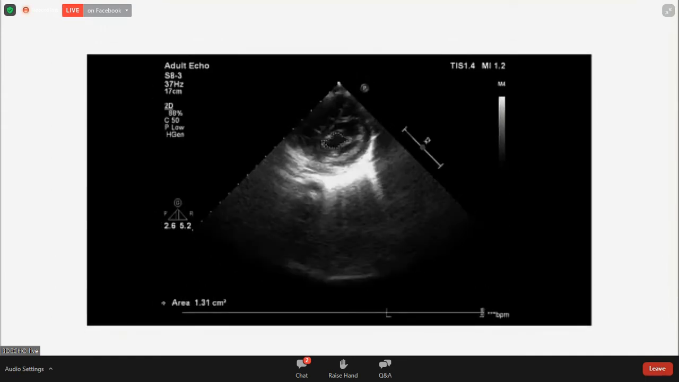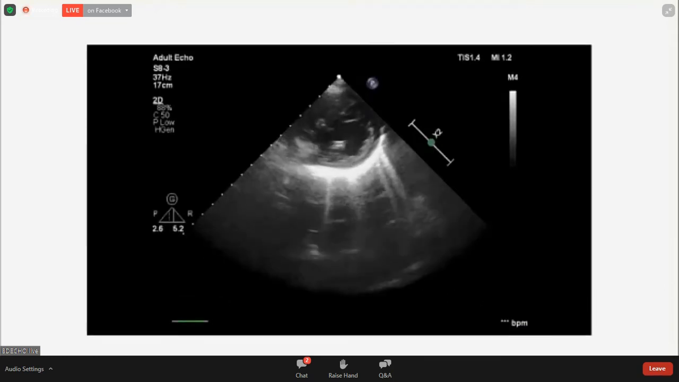If we look at the morphology of the valve, this is the parasternal short axis view at the level of the mitral valve. We can see the mitral valve area is 1.3 centimeter square. This is absolutely normal for this age and body surface area. You can also see the commissures are not fused. Commissural fusion does not occur here, and the morphology is nice.